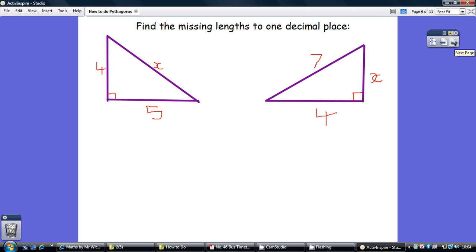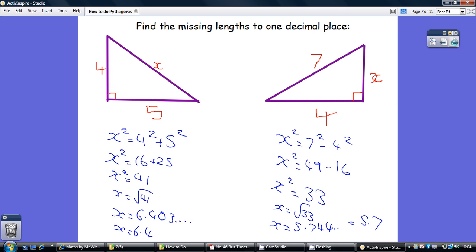Here are a couple of questions for you to practice. The answers will come up in a few seconds, so just pause at this point if you want to have a go at these. Here are the solutions. The one on the left is where we were working out the longest side, hence we were adding. The one on the right is the one where we were finding a shorter side, so we were taking.